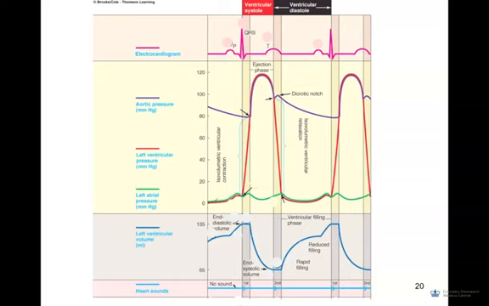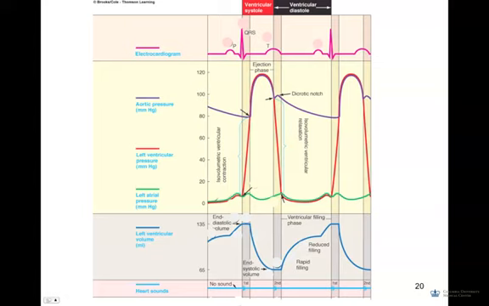As you can see, the electrocardiogram is at the top, and then the rest of the slide has different lines to represent different things. We have the purple line, which represents the pressure in the aorta, the red line, which represents the pressure in the left ventricle, the green line is the pressure in the left atria, the blue line is the volume of blood in the left ventricle, and the light blue line at the very bottom represents the occurrence of heart sounds.